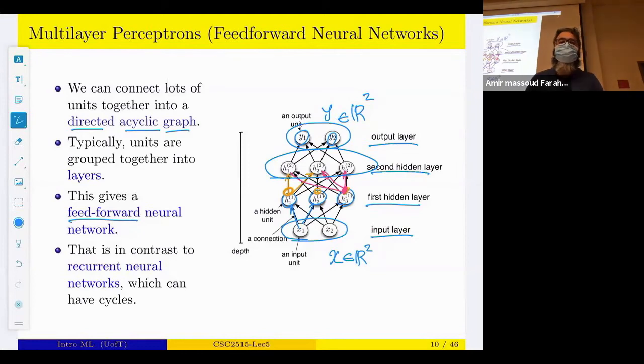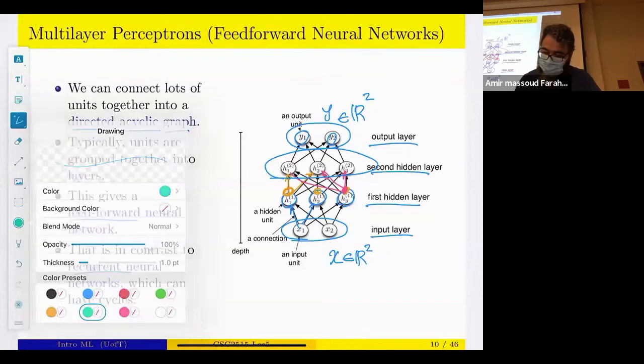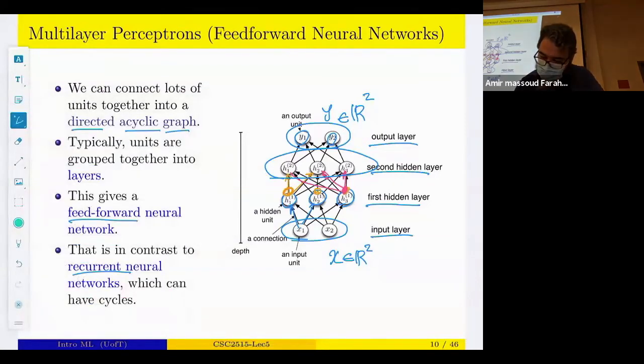This is in contrast to recurrent neural networks, which can have cycles. So there wouldn't be a DAG architecture, but there can be cycles there. We don't talk about it, but how it looks would be something like this. Say, what happens if the output of each of them goes back to itself. If we have such an architecture, that wouldn't be acyclic anymore, and that would be a recurrent neural network. But we are not going to talk about it in this course.